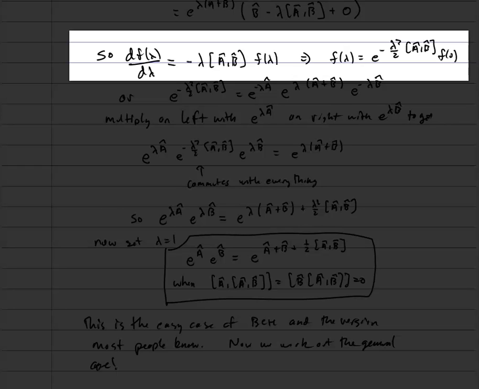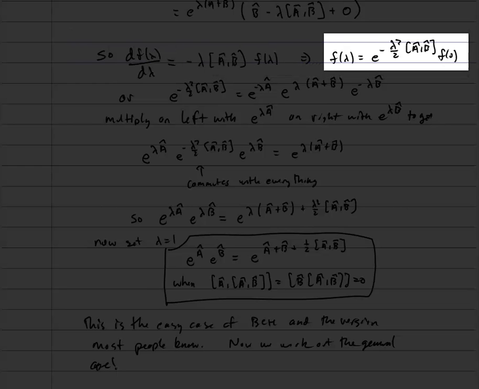And because the commutator commutes with all the other terms, I can pull it out of those exponentials and recognize that the product of the three exponentials I have is just f of lambda. And now I can just integrate this. If I integrate this, I find f of lambda is equal to e to the minus lambda squared over 2 times the commutator of a with b, times whatever f is when lambda equals 0. Well, f when lambda equals 0 is fairly easy to work out.